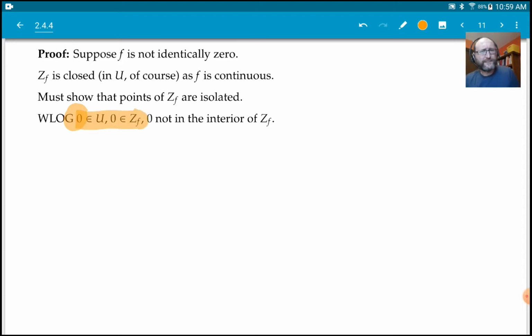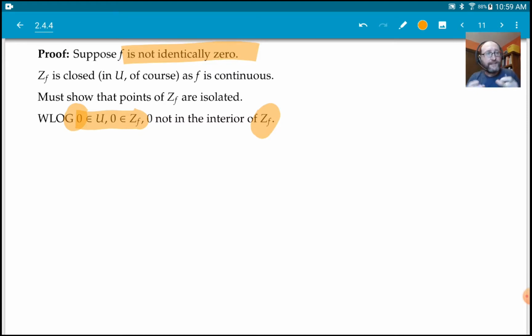And let's suppose that 0 is not in the interior of the set of zeros. Because if it is in the interior, then f is identically 0 on a neighborhood of 0. So let's not worry about that for now. We'll show later that those points can't really exist if f is not identically 0. So let's suppose now that we're not in the interior.